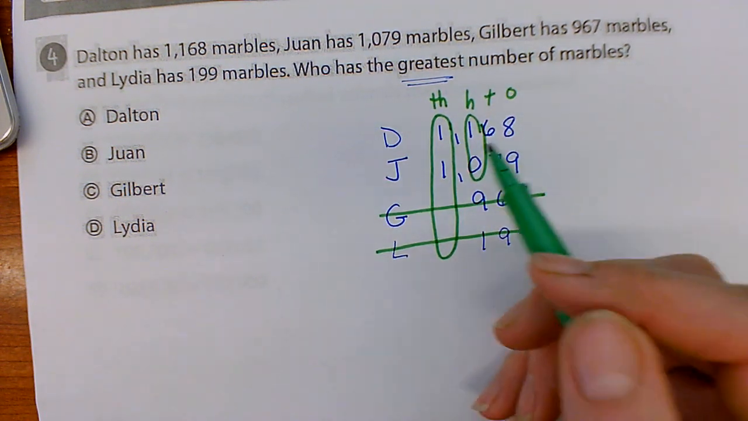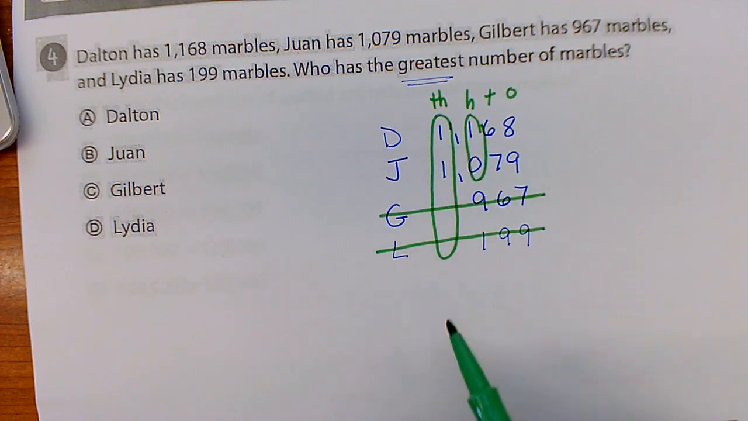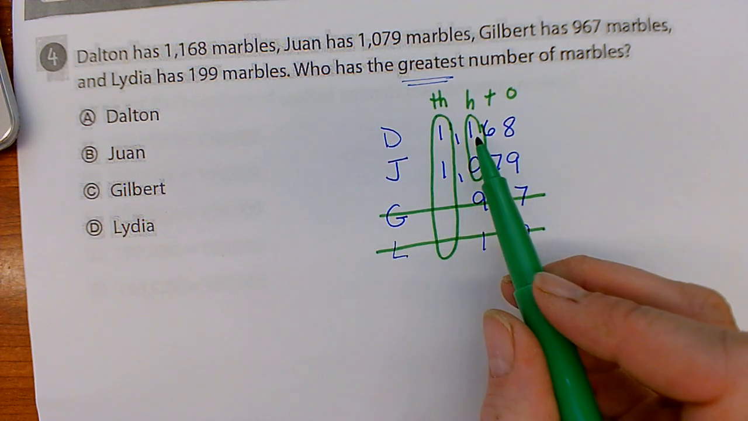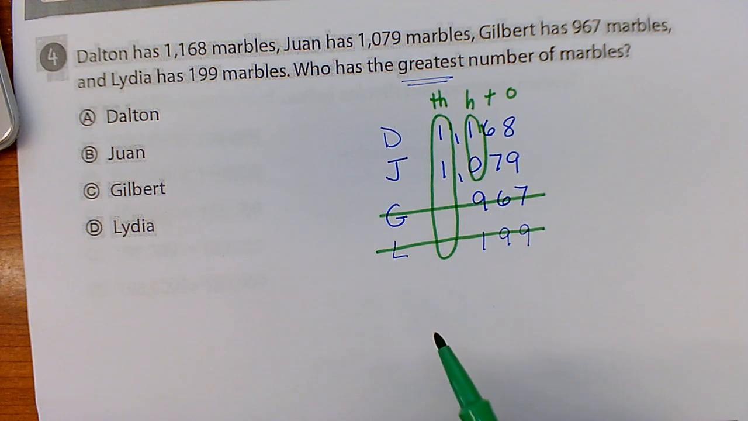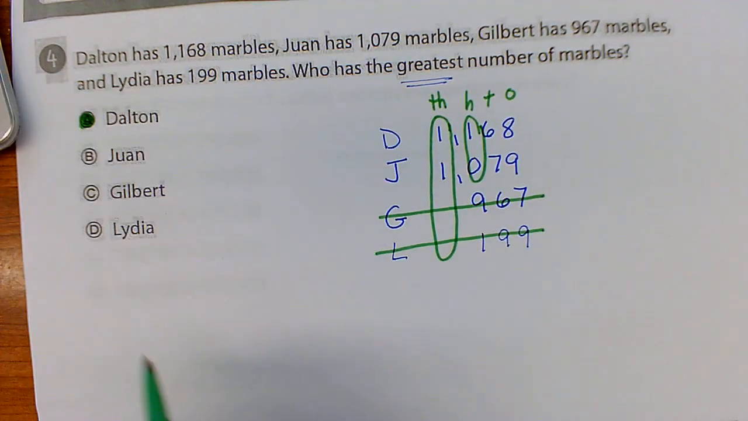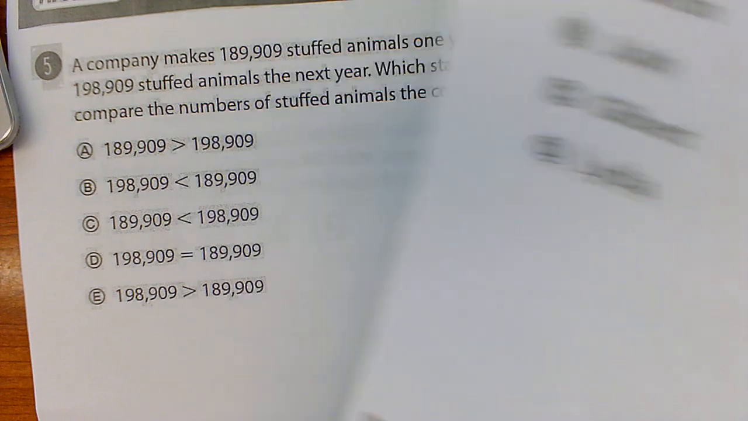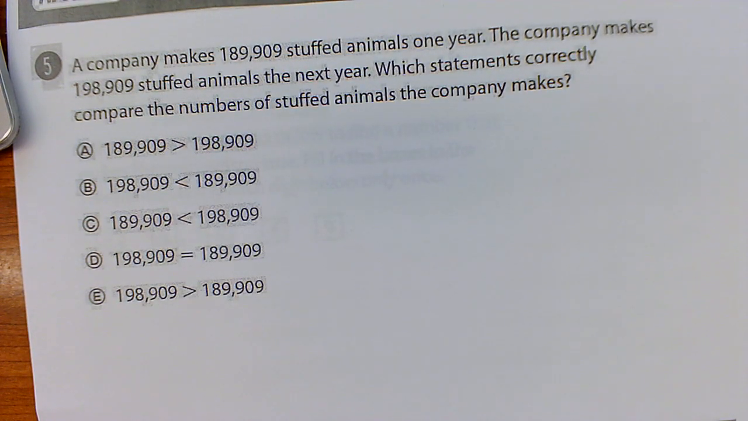And if I look at the hundreds, Dalton has more. Dalton has 1, and 1 is greater than 0. So 100 is greater than no hundreds. So Dalton's the winner. And again, this is not a show your work, although I always appreciate seeing your work. All right, next one. Let's keep going. And remember, you can pause and look at this a little longer.